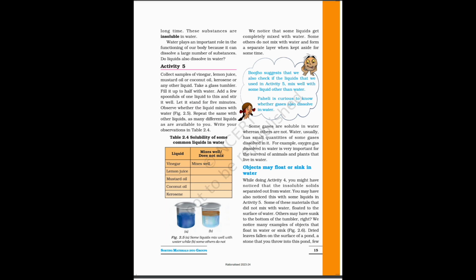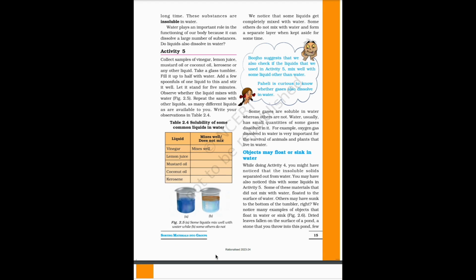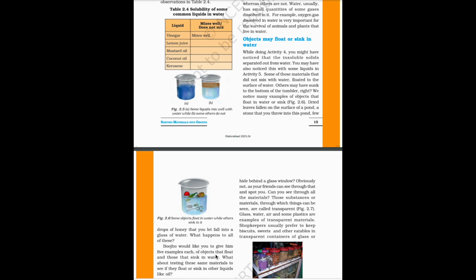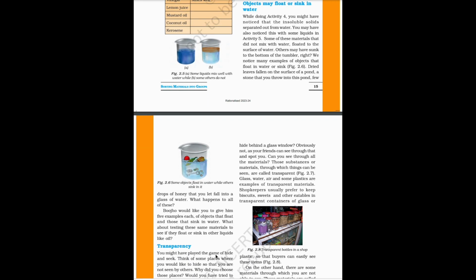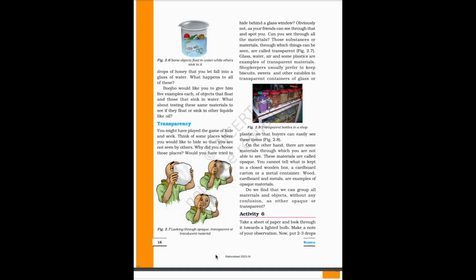Figure 2.6. Dried leaves fallen on the surface of a pond, a stone that you throw into this pond, a few drops of honey that you let fall into a glass of water. What happens to all of these? Bujo would like you to give him 5 examples each of objects that float and those that sink in water. What about testing these same materials to see if they float or sink in other liquids like oil?